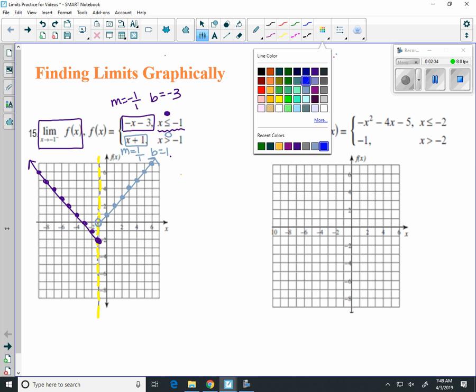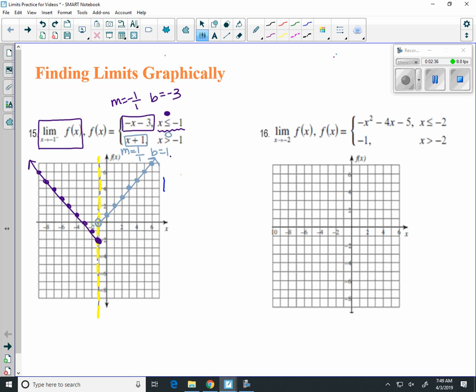Now let's talk about the limit. So what I was asked for is the limit as x approaches negative 1 from the left of f of x. So that's here. And where our graph is going as we get close to negative 1, our y value is negative 2. Awesome.